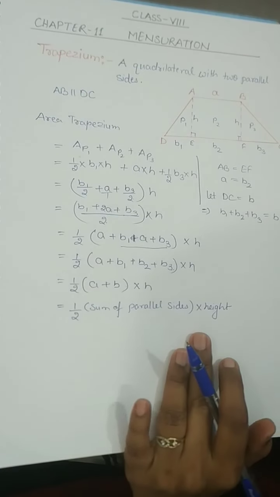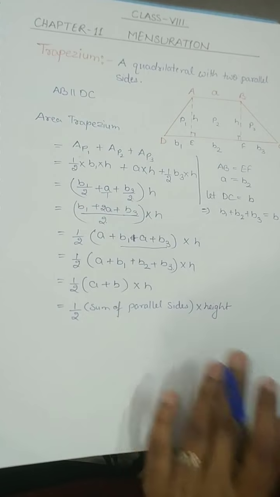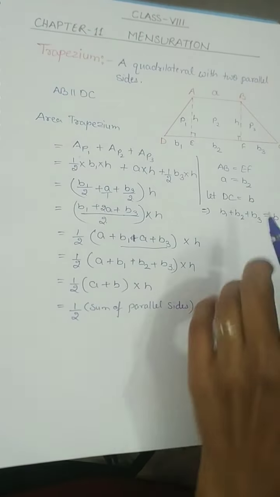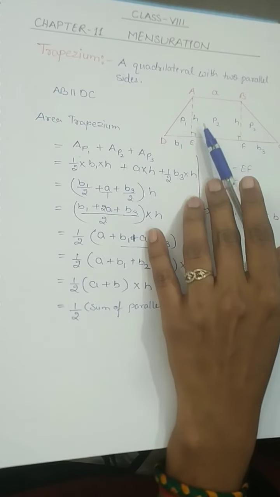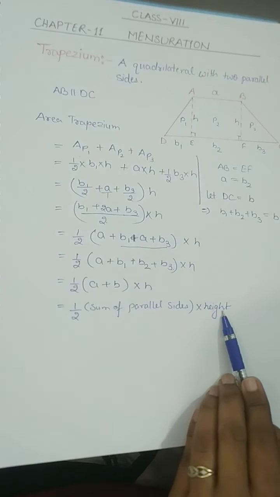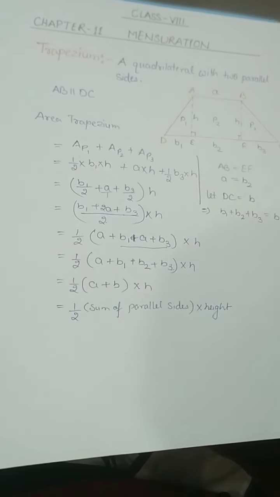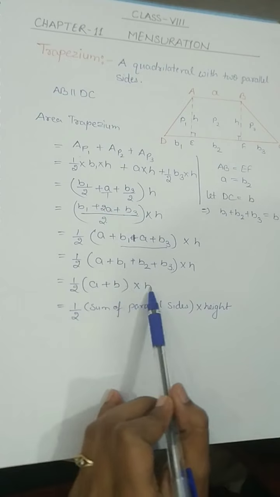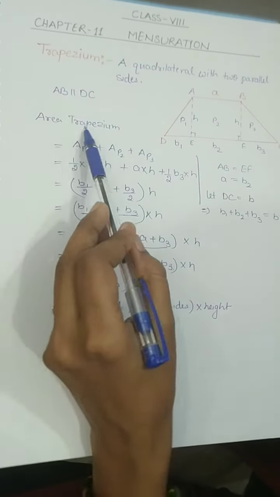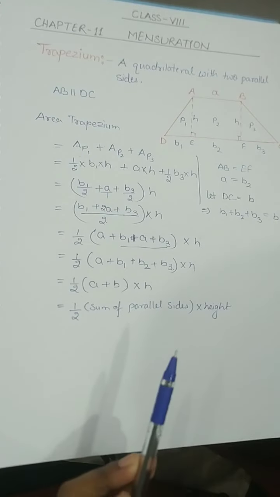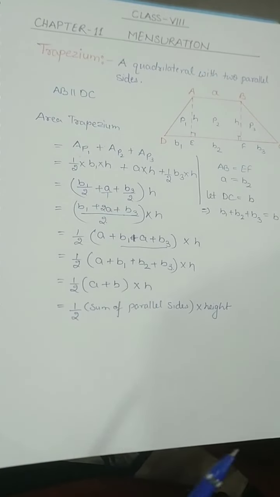We can use this area formula to find the area of a trapezium. Also, if the parallel sides are given to us, we can find the height with the help of this formula. Height means the perpendicular distance between the two parallel sides. Also, among area, A, B and H, if any three are given to us, we can find the fourth one with the help of this formula.